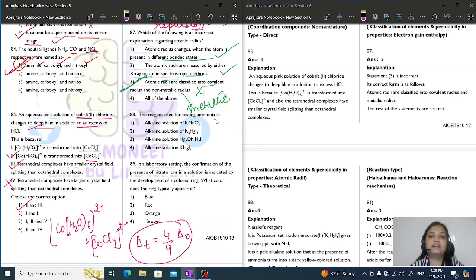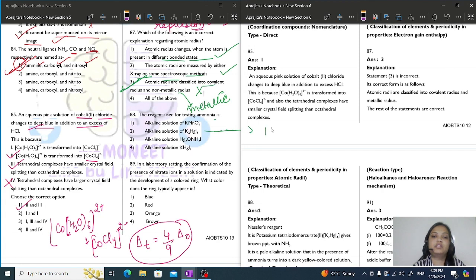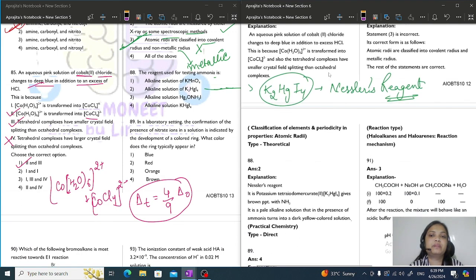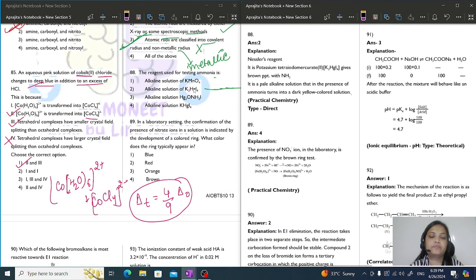The reagent used for testing ammonia is K2HgI4, which is known as Nessler's reagent. It is used for testing ammonia because when it is added to an ammonium solution in the presence of an alkali, it gives a reddish brown precipitate with ammonia. Yes, the alkaline solution of potassium tetraiodomercurate is known as Nessler's reagent.